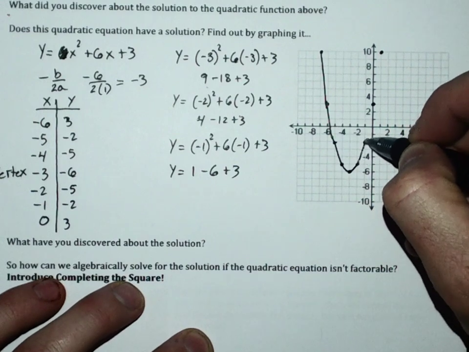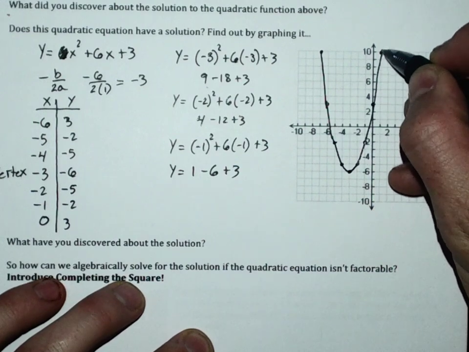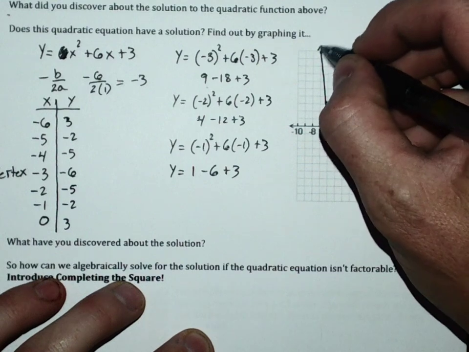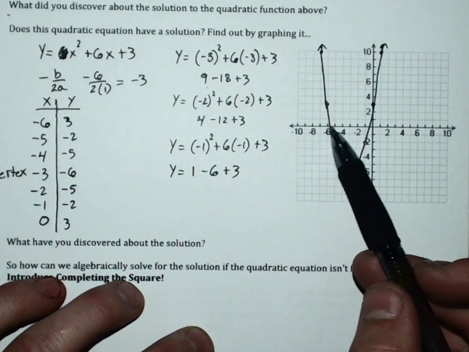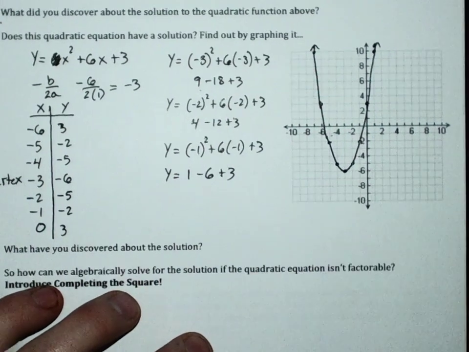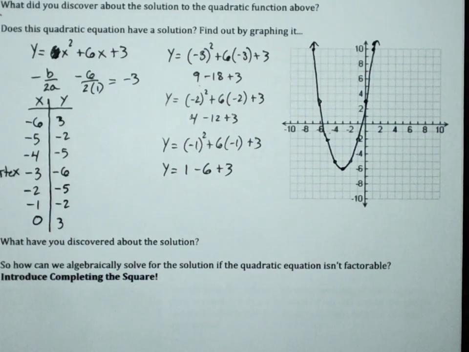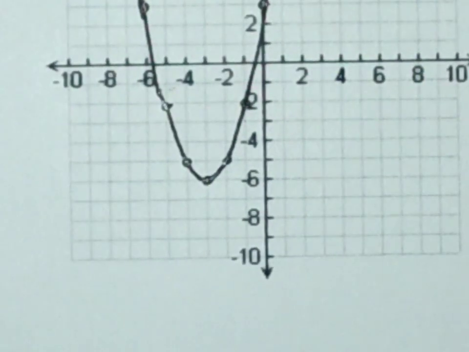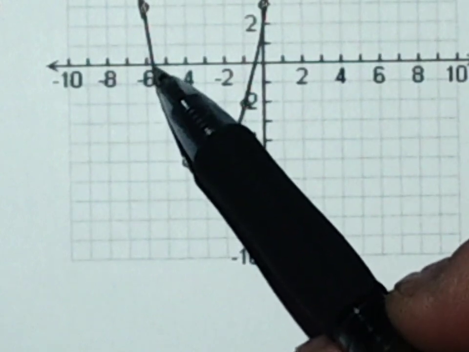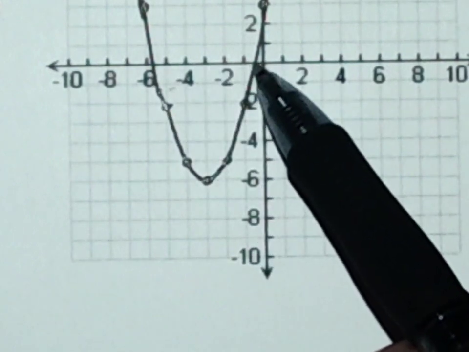Connect all your dots with the smoothest curve you can. Remember your arrows before it goes up forever. Now here, these are our solutions. If you remember, the solution is where the parabola crosses the x-axis. We cross the x-axis here, and we cross the x-axis here.